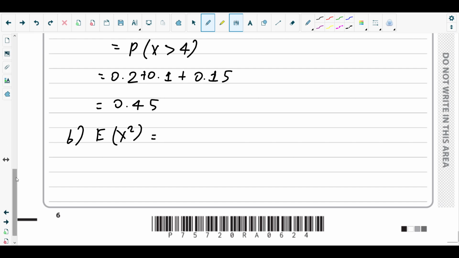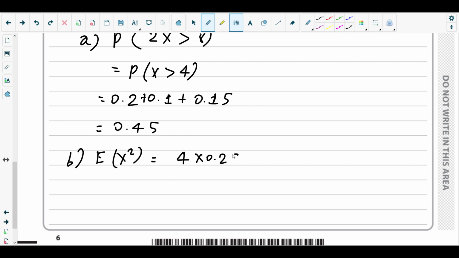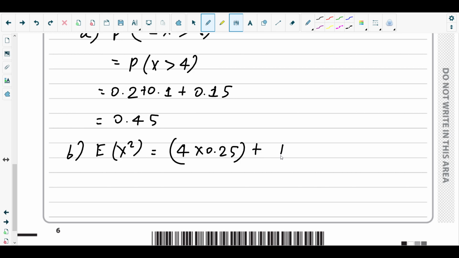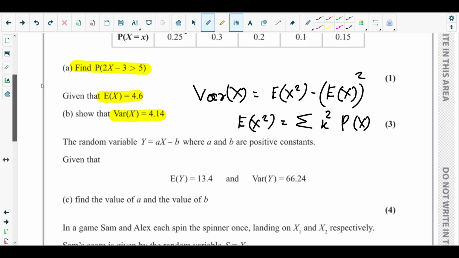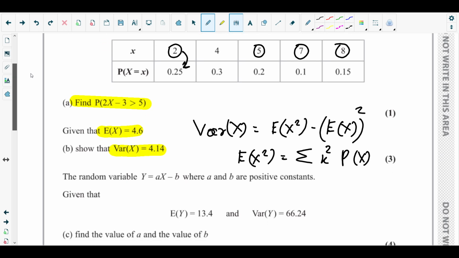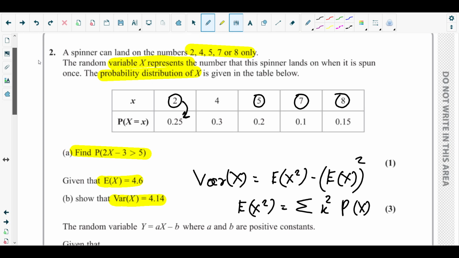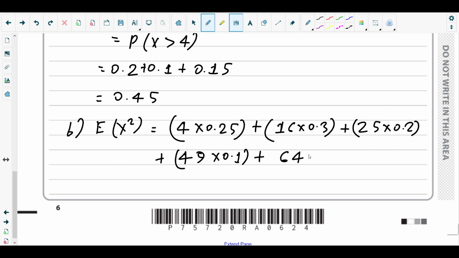That would be: the first term is 2, so 4 times 0.25, and then plus 16 times 0.3, since 4 squared is 16, and then 5 squared is 25 times 0.2, and then 7 squared is 49, so 49 times 0.1, and at last 64 times 0.15.